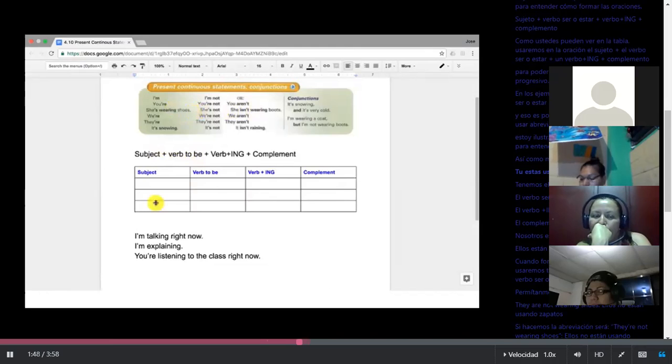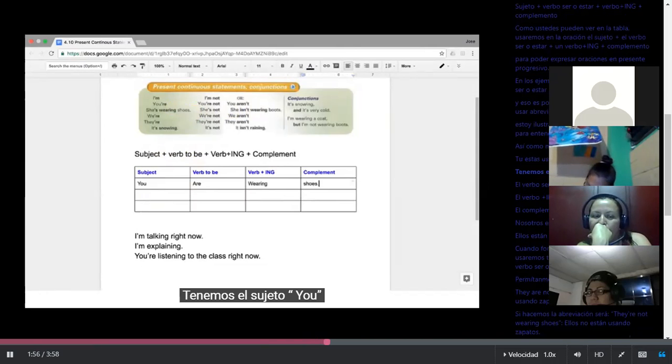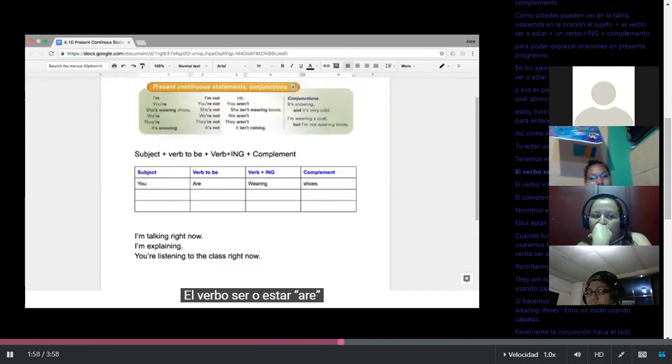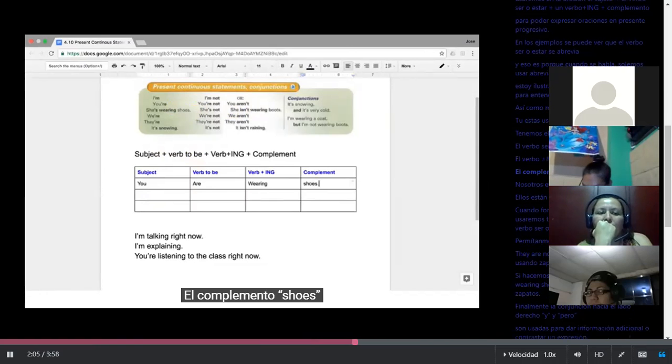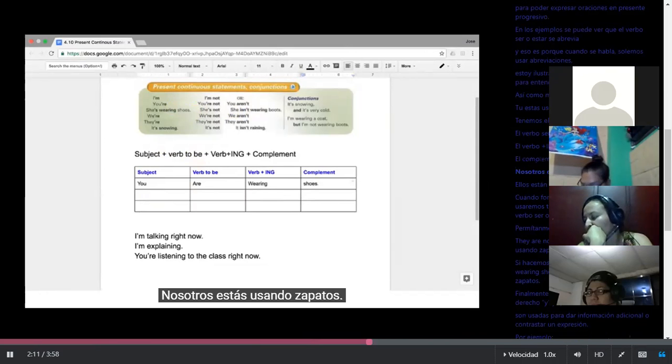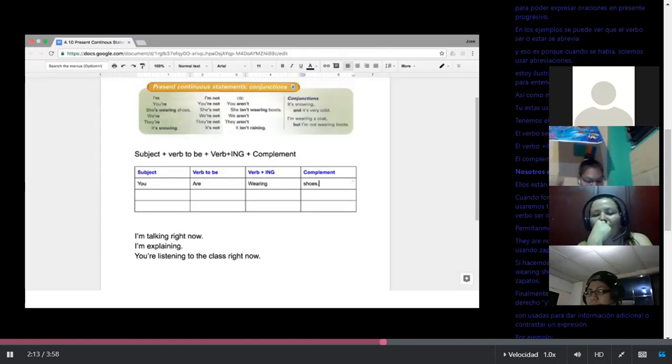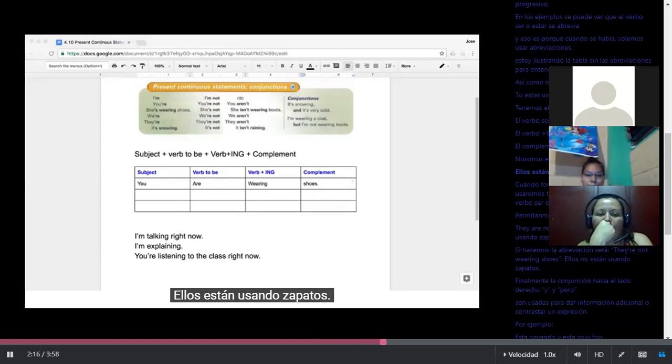I'm going to go ahead and write that here. We have the subject, it's you, the verb to be, are, the verb plus ing, wearing, plus the complement, in this case happens to be shoes. We're wearing shoes, they're wearing shoes.